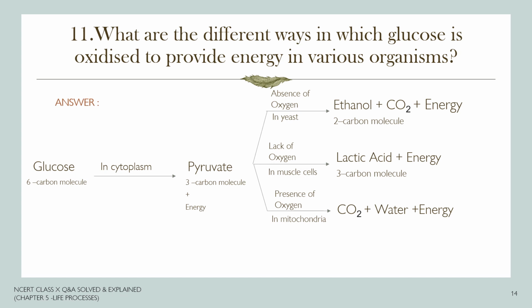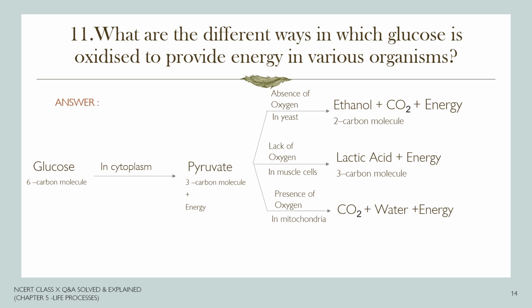In a normal scenario where there is enough oxygen, the further reaction happens inside mitochondria, where pyruvate breaks down into carbon dioxide, water, and energy. This is known as a complete breakdown of glucose, and maximum energy is produced from this reaction.